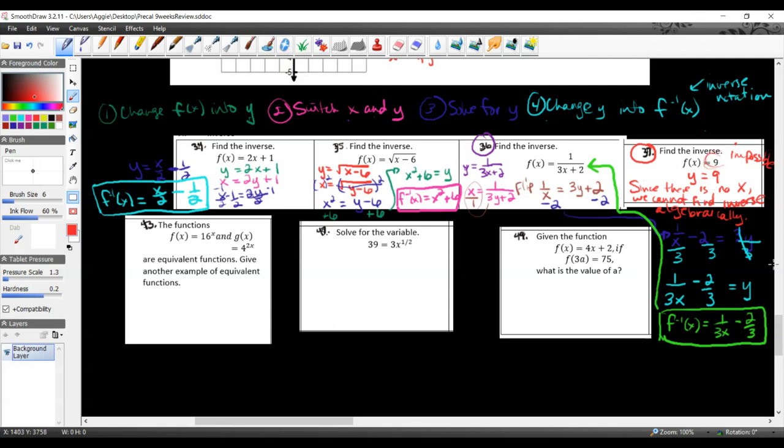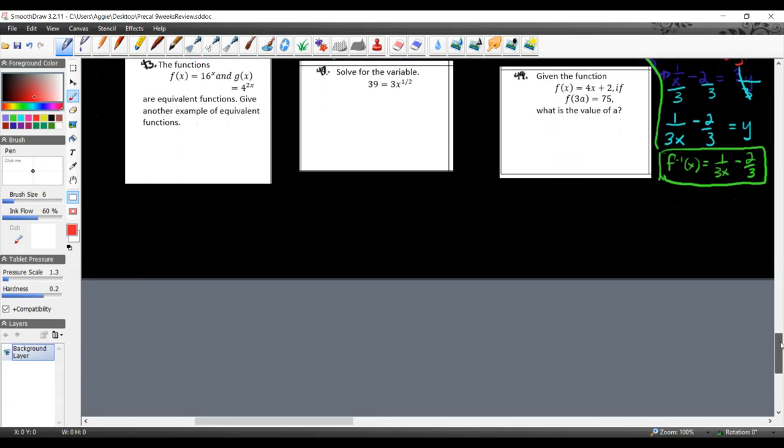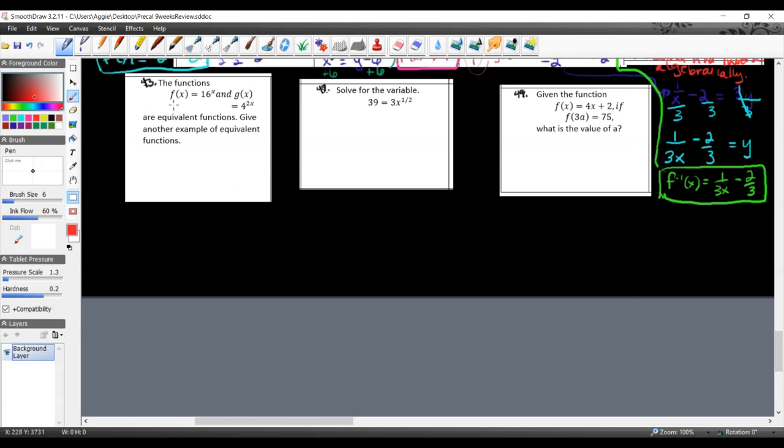Okay, all right, so last problems. Looks like we're out of room too. So let's go ahead and look at this one. Number 43 is just more of a note that I wanted to point out. It says the functions f of x equals this and g of x equals this are equivalent functions. Give another example of equivalent functions. Equivalent means they are the same.